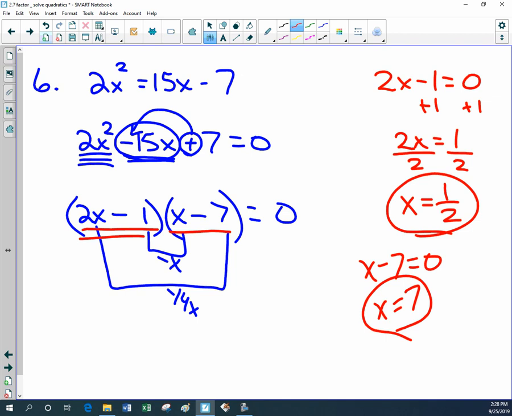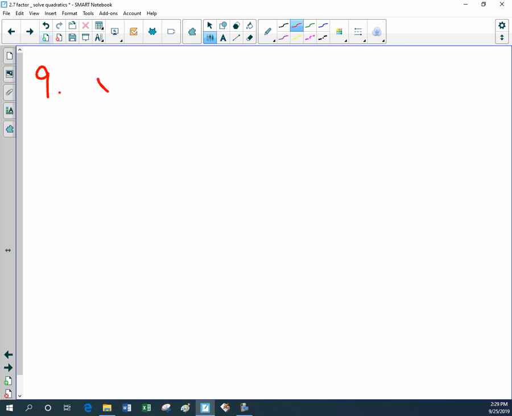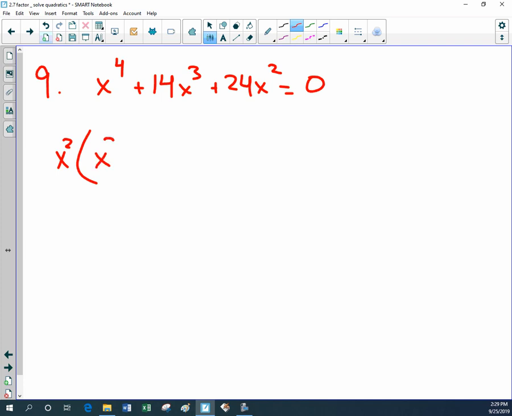Let's skip to number 9. Number 9 looks like one that might be intimidating when you first look at it. So we have x to the 4th plus 14x to the 3rd plus 24x squared equals 0. Okay, these three terms all have an x squared in common. So I factor out an x squared. So basically I'm taking 2 x's away from each of these terms. So this would be x squared plus 14x plus 24.